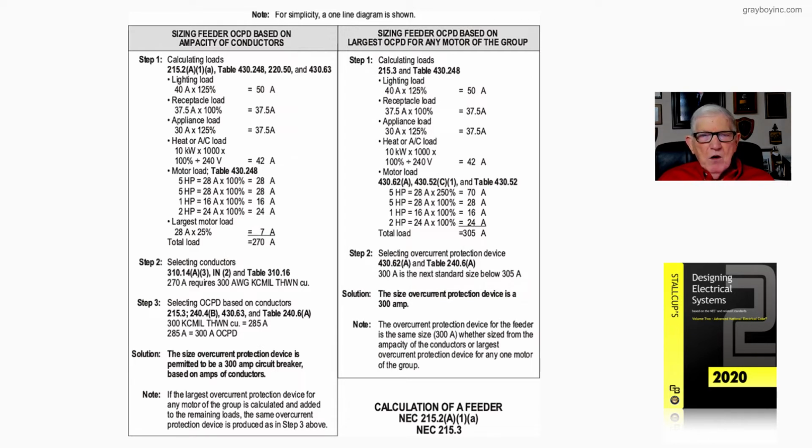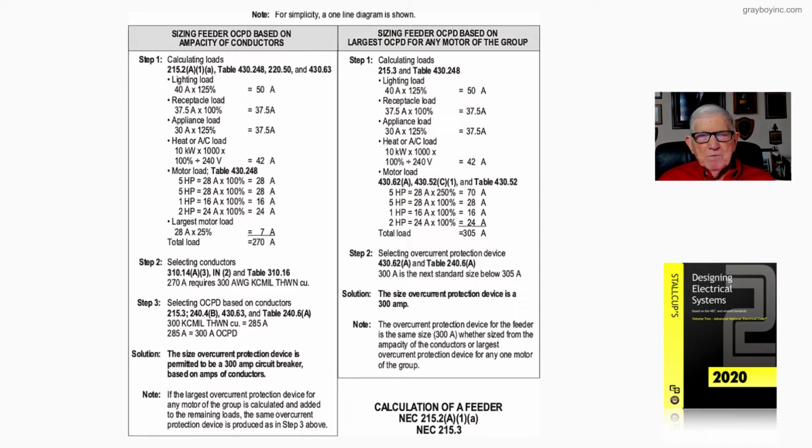Now, the largest motor that we have here, if you look at it, is 28 amp. So we take 25% of it, we come up with 7. Now, as a person doing the calculations, yes, you could take one of those 5 horse at 28 times 125%, and you wouldn't apply the 25%. So people say, why are you doing that, Jim? Well, the main reason that I am, because you're picking up the largest motor only one time this way. You don't get a little confused and add it in maybe twice. So when we total, the motor load is 270.